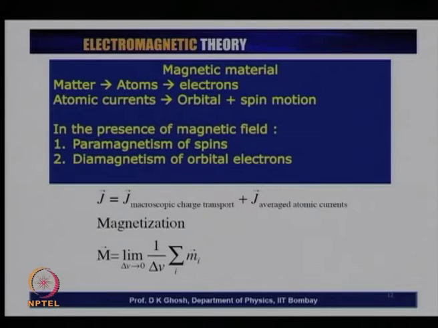One is because of the orbital motion of the electrons, and the other one, not strictly in quantum mechanical language, is because of the spin motion. That is a rather classical picture, but this will do for our purpose. Now, what happens in the presence of a magnetic field? So, there are two major effects we will be talking about.